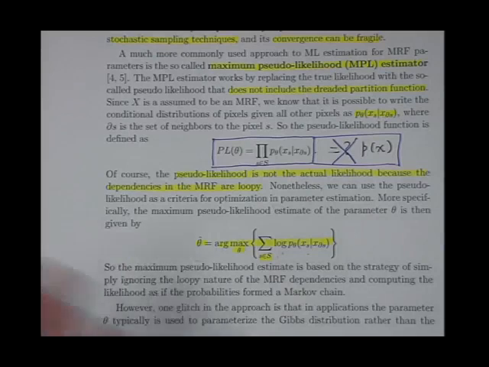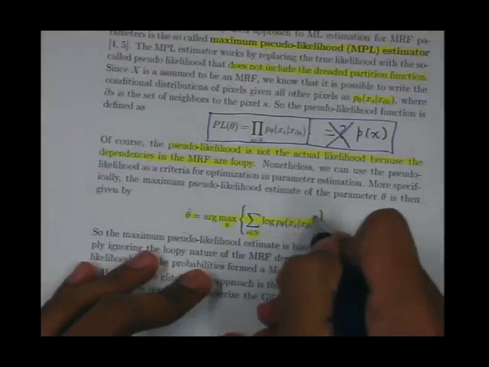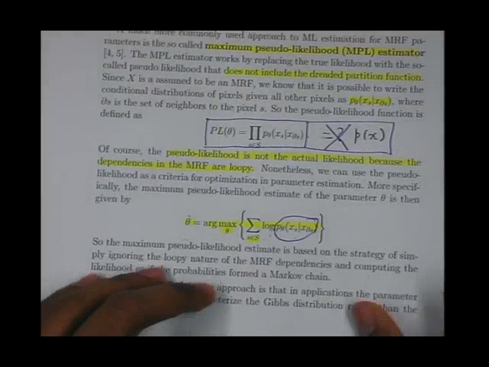In fact, it need not be anything consistent. So one of the things that we have to do is express each of those conditional densities from the original Gibbs distribution. I'll explain what that means.